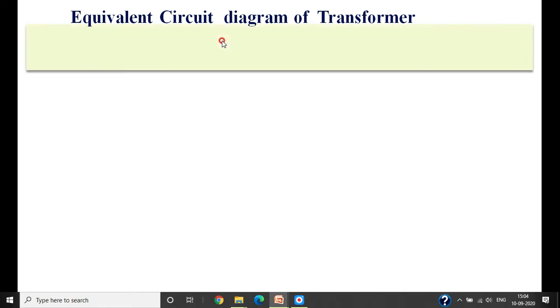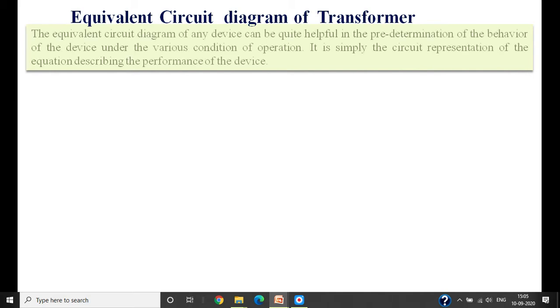So basically, why do you need an equivalent circuit diagram? That is a question that arises. The equivalent circuit diagram of any device, any electrical machine, can be quite helpful in predetermining the behavior of the device. From the equivalent circuit diagram you can see the behavior of the device based on predetermination of different parameters such as regulation, efficiency and so on.